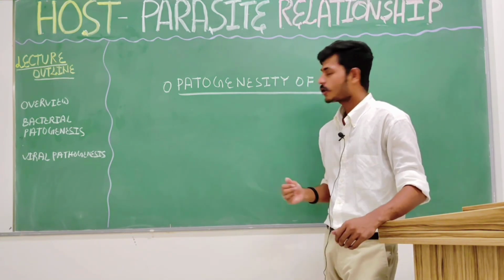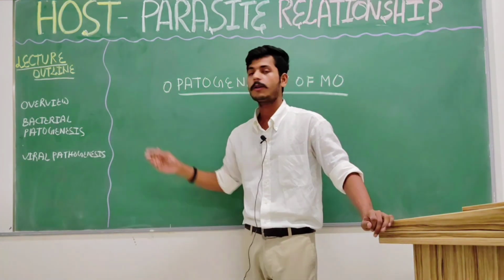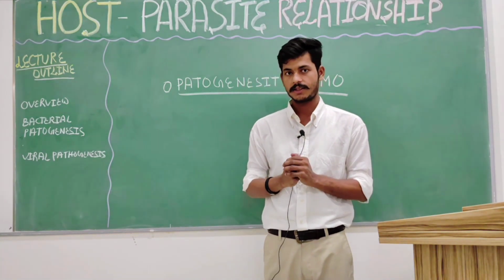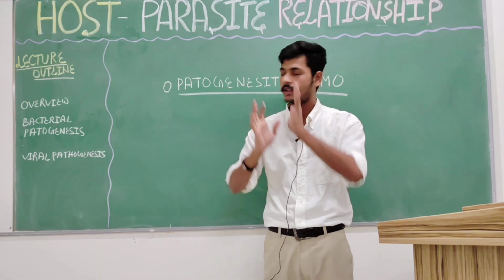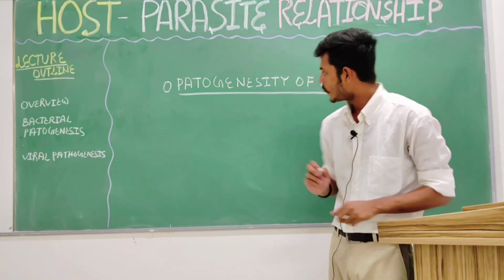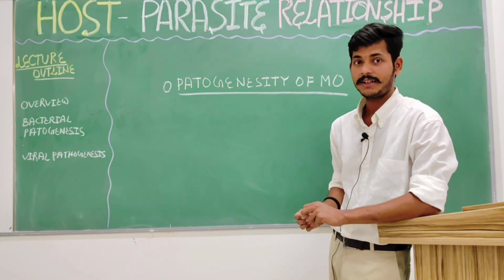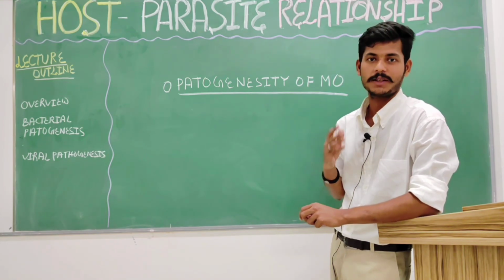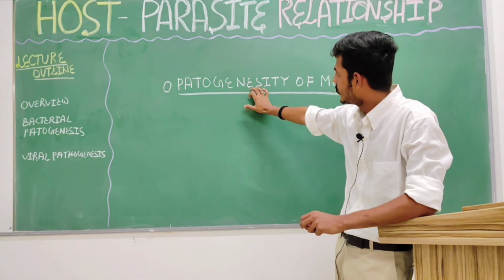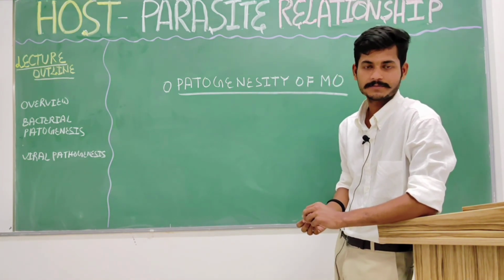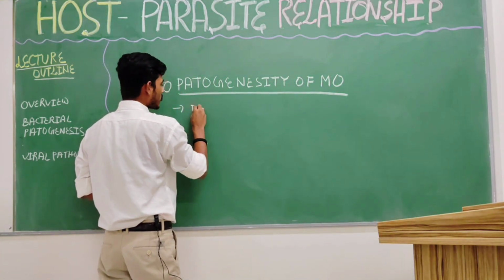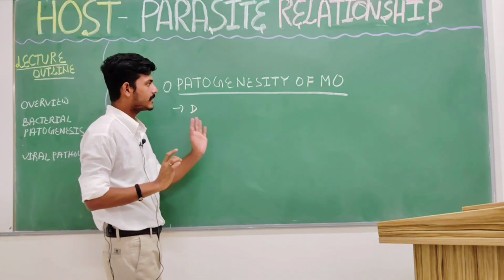So connecting to today's topic, we will deal first with the overview of pathogenicity of microorganisms, then we will discuss bacterial pathogenesis, and then viral pathogenesis. Understood? So these are today's lecture outlines. Now just tell me, what is meant by pathogenicity? We already used this term in our lectures many times, but now it's time to understand the meaning of pathogenicity. It's simple, it's disease causing ability.